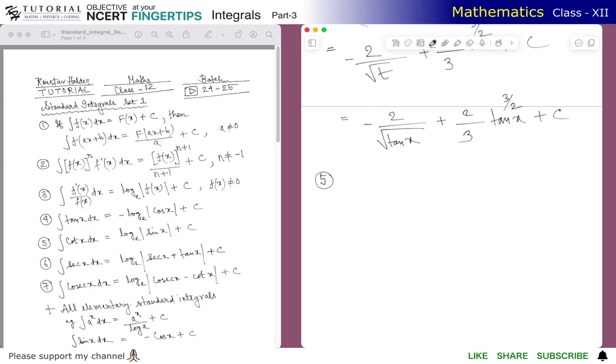Problem number 5 is, what is problem number 5? Okay, it says x plus 2 divided by root over x square plus 5x plus 6. So we have a quadratic expression inside the root in the denominator. If we factorize the quadratic expression, we get x plus 3 into x plus 2, and we have x plus 2 in the numerator.